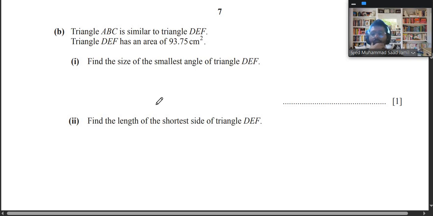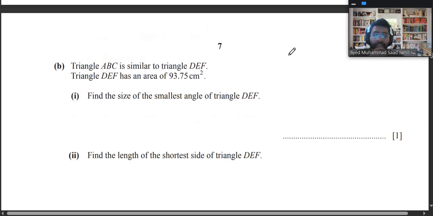So it says triangle ABC is similar to triangle DEF. Triangle DEF has an area of 93.75. Find the size of the smallest angle of triangle DEF. Now look guys, don't be confused when it says find the size of the smallest angle. Similar triangles have corresponding angles, meaning they have the same angles.